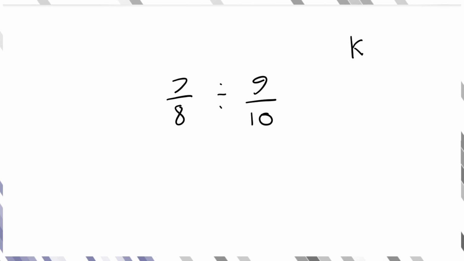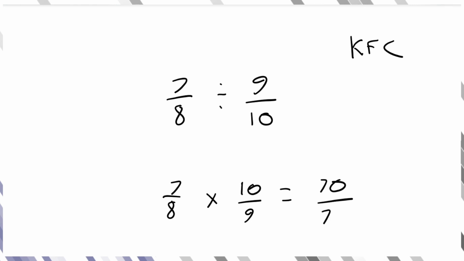Or we can do KFC. So we keep 7/8 as it is. Very important that we keep the left fraction, the correct fraction, as it is. Not the fraction on the right, but the right fraction, as in the correct fraction. So keep the first one as it is. Flip the second one, so instead of 9 over 10, it's 10 over 9, and change the division to a times. 7 10s are 70, 8 9s are 72, so 70/72, that's 7/8 divided by 9/10.